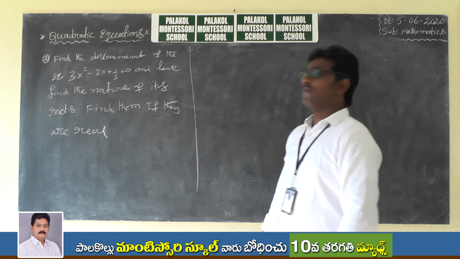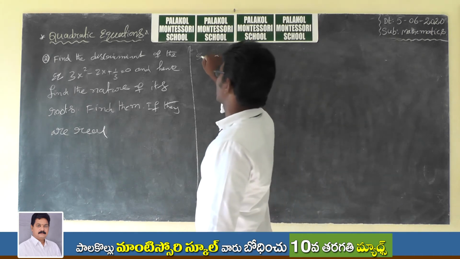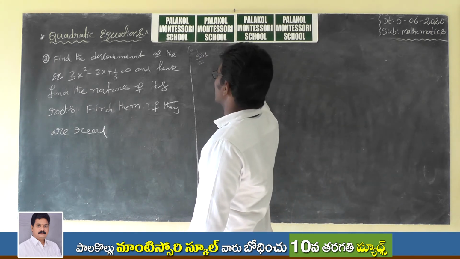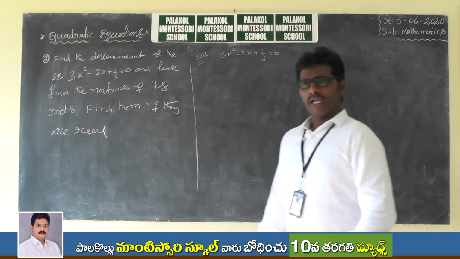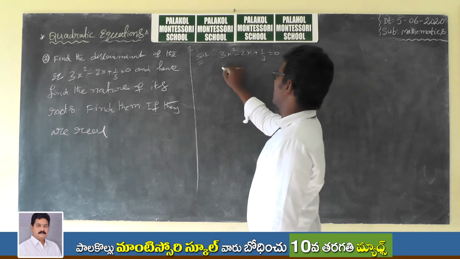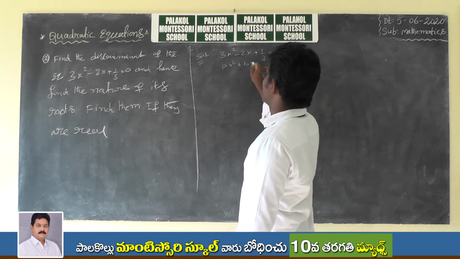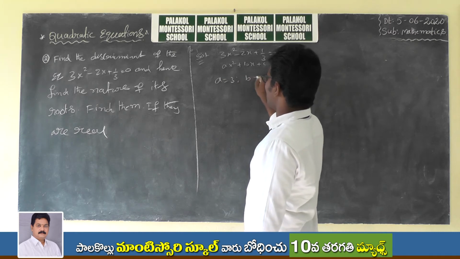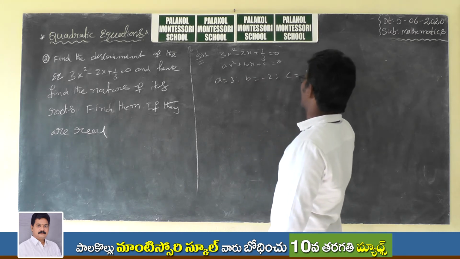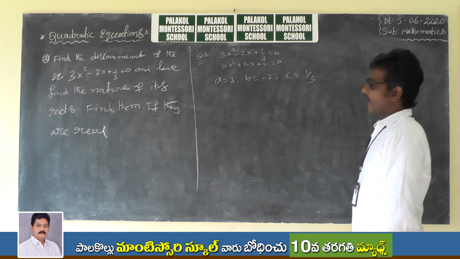Let's find the discriminant of this one. Now I do the solution. 3x square minus 2x plus 1 by 3 is equal to 0. Directly I do this one. Comparing with ax square plus bx plus c is equal to 0, a is equal to 3, b is equal to minus 2, c is equal to 1 by 3. You find out the discriminant.